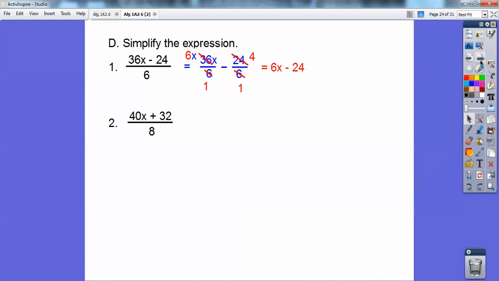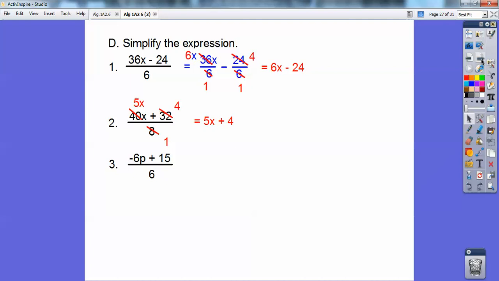On this one, similarly, 8 goes into 40, and that's what I would do. 8 goes into 8 once, so I'd cross that out and make it a 1, cross that out and make it a 5, cross that out and make it a 4, so you're going to get 5x plus 4. All right, let's see, what else do I have?